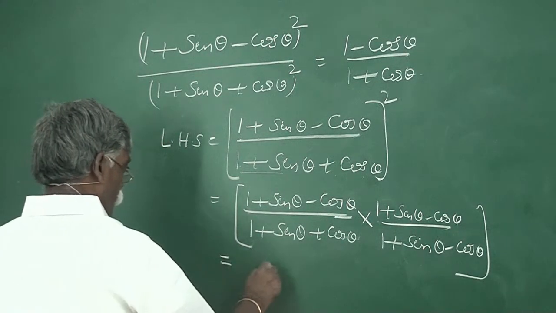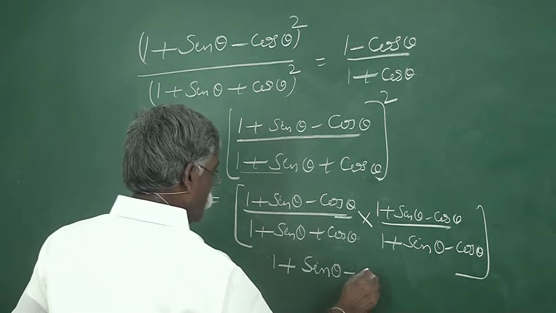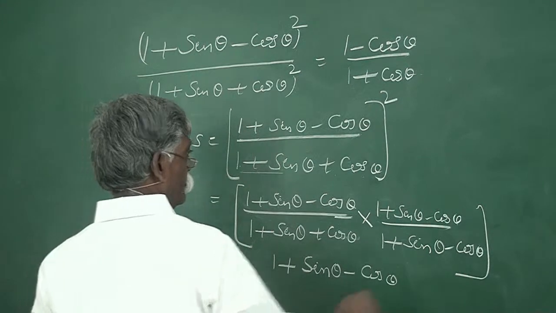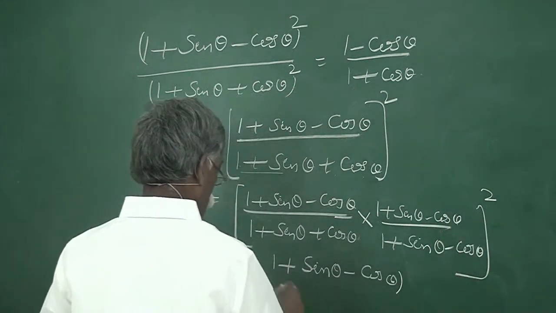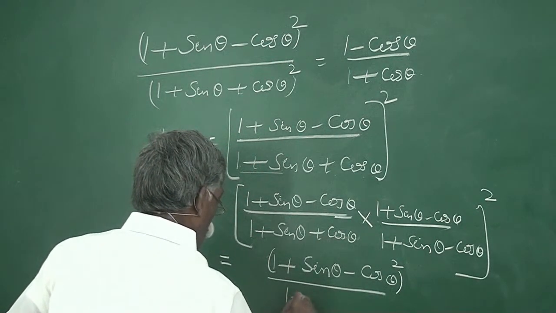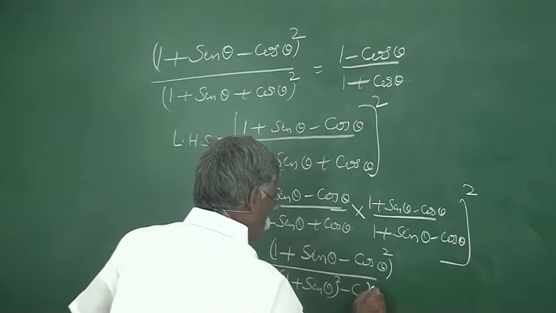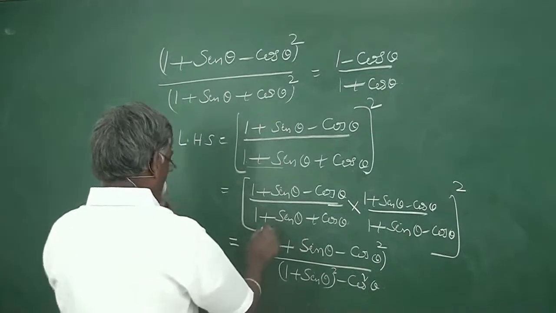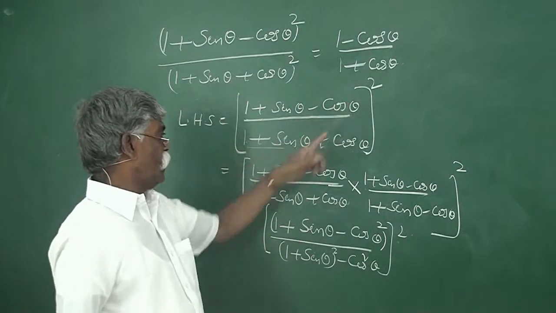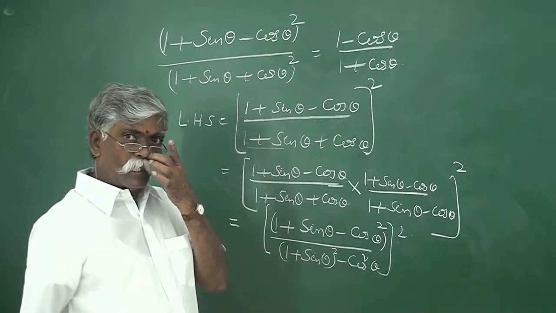For the numerator it is (1 plus sin theta minus cos theta) whole square, by the denominator, which is (1 plus sin theta) whole square minus cos square theta, and the entire thing is whole square here. So here it is whole square, and after multiplying numerator and denominator, here whole square. Now let us expand the numerator.